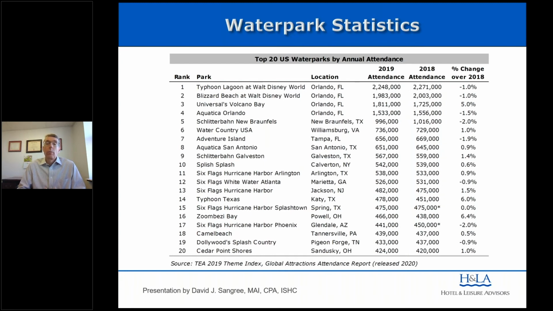These top 20 water parks just give us an idea as to a potential range of usage for a water park if you're going to build something large and elaborate. Now, if you're doing something smaller, then obviously the numbers would probably be below this, but that's all part of the feasibility studies to determine that.